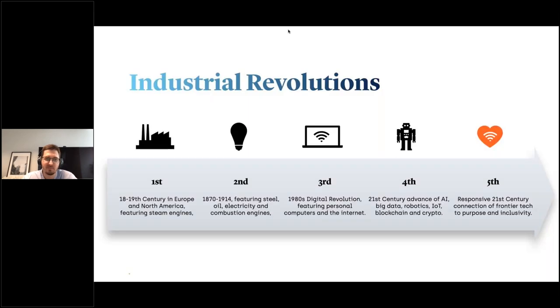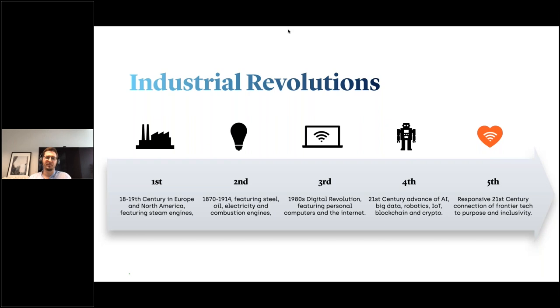So I just prepared a little diagram here to show you about how we've been evolving slowly from the 18th, 19th century, where in Europe and North America the first industrial revolution started, that changed human power and horsepower for steam engines. Then in the second industrial revolution, we had steel, oil, electricity, and combustion engines that replaced the steam engines. And that set a really big step forward.